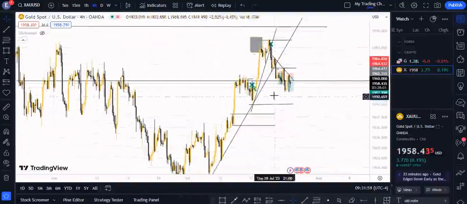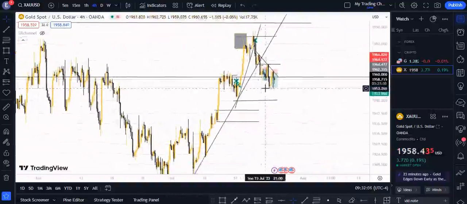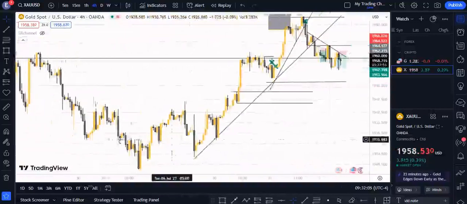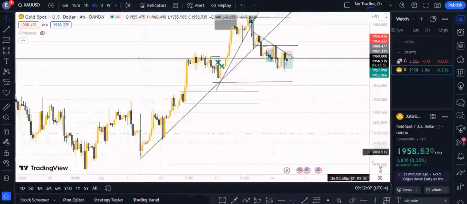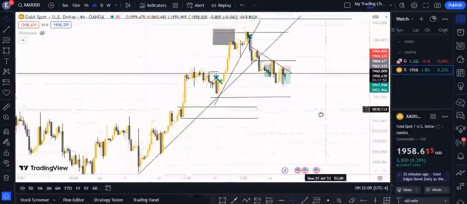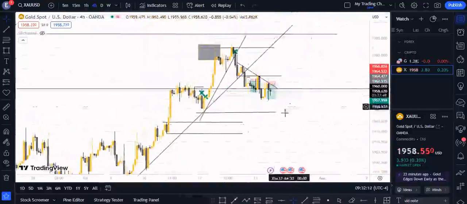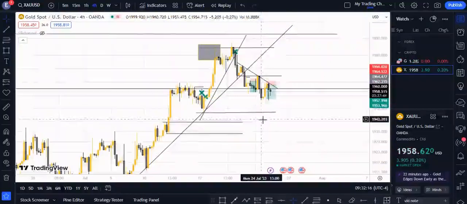Now this is where the market opened, on Monday. Let me zoom in so you guys can see it a lot more clearly. This is where the market opened for this week. The market opened somewhere around here.